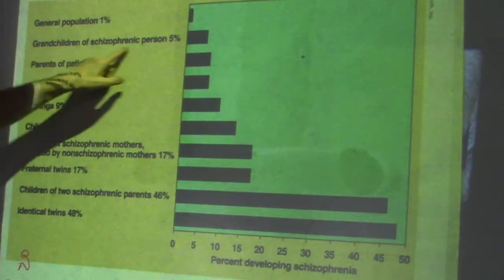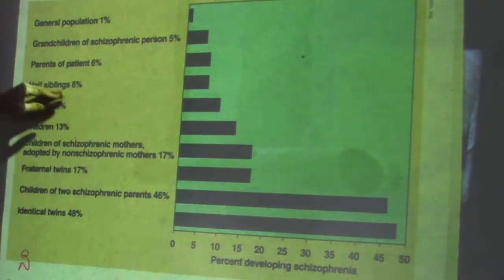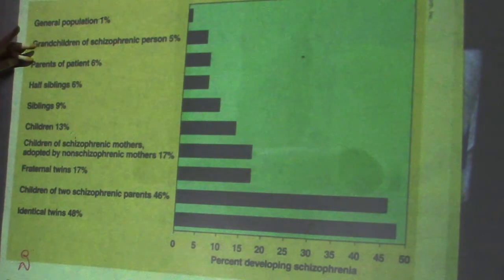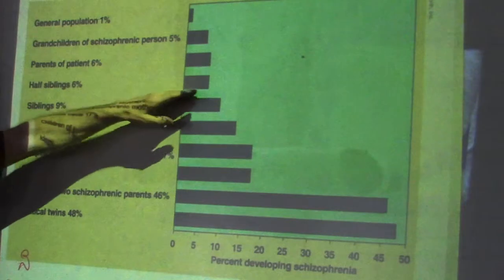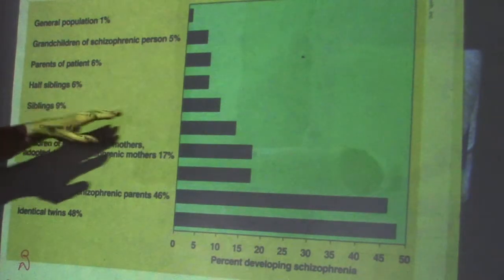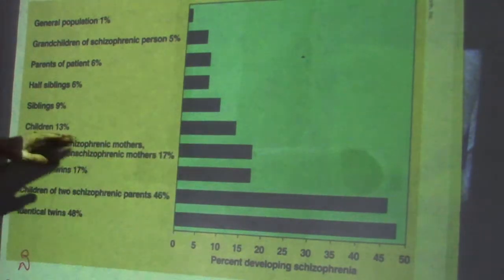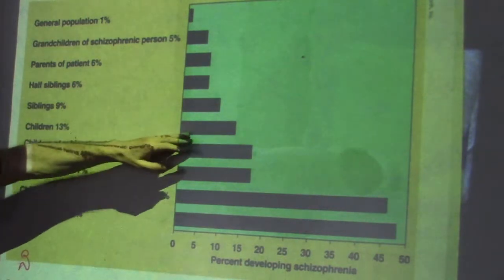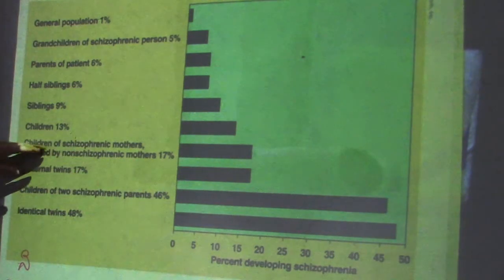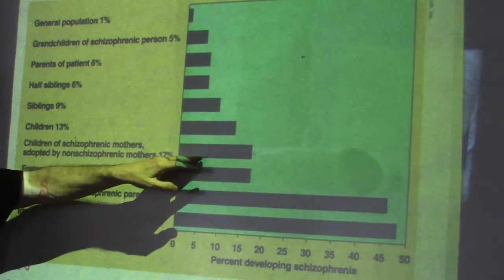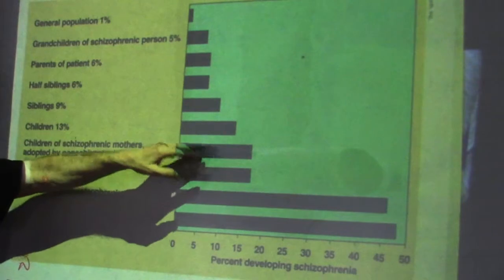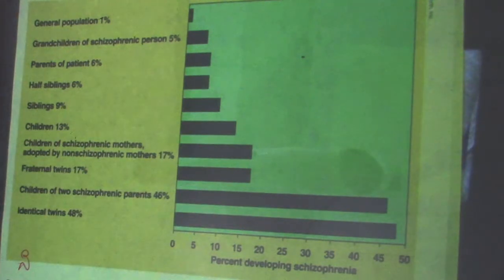In the grandchildren of a schizophrenic person, about 5% is the incidence. The parents of a patient who's been hospitalized for schizophrenia is about 6%. Half siblings, the incidence is about 6%. Full siblings, the incidence is about 9%. Children of a schizophrenic, about 13% are schizophrenic. Children of schizophrenic mothers adopted by non-schizophrenic mothers, 17%. I wouldn't make anything of this 17 being higher than the 13. Not clear to me that the being adopted matters.